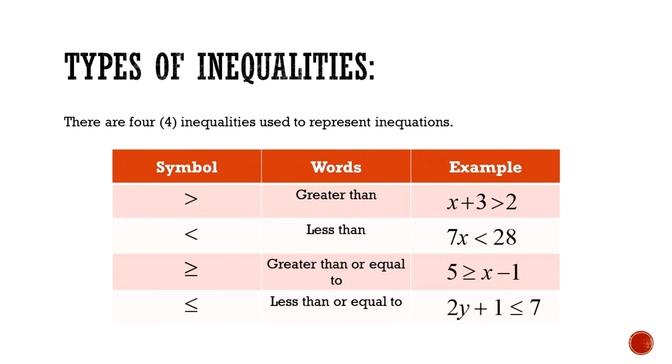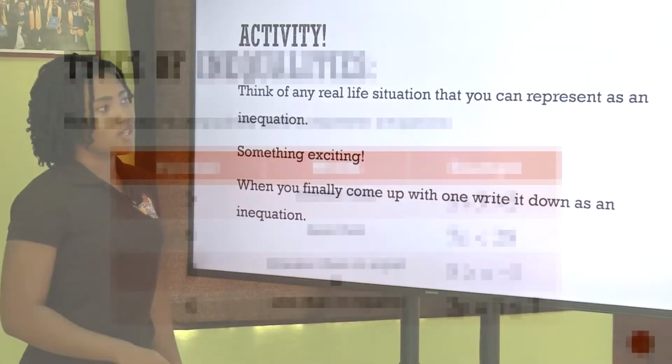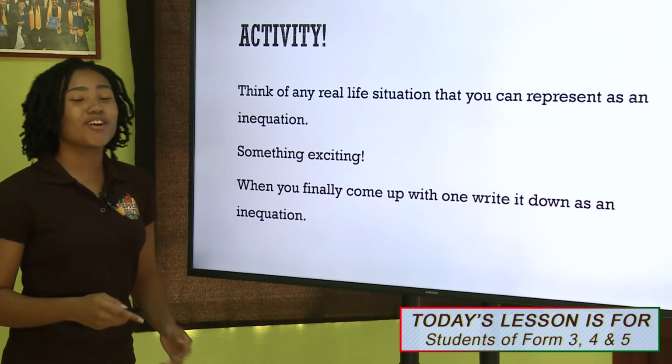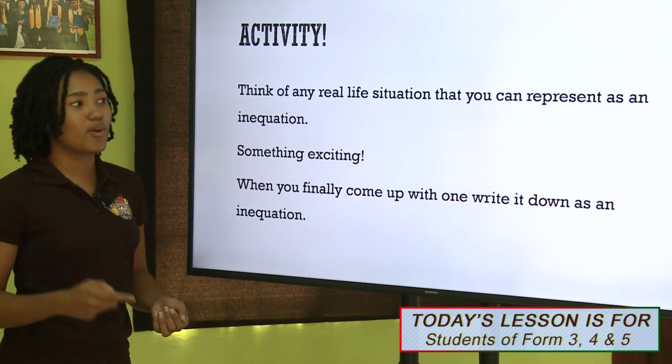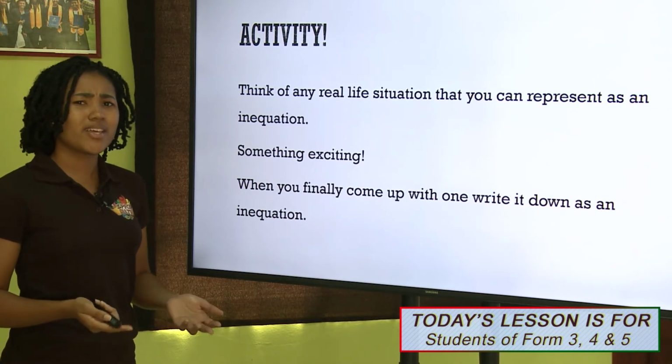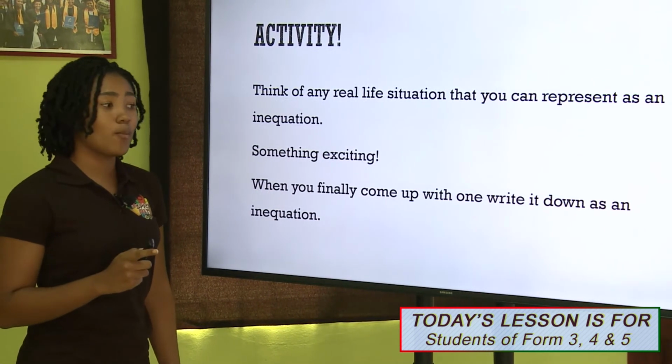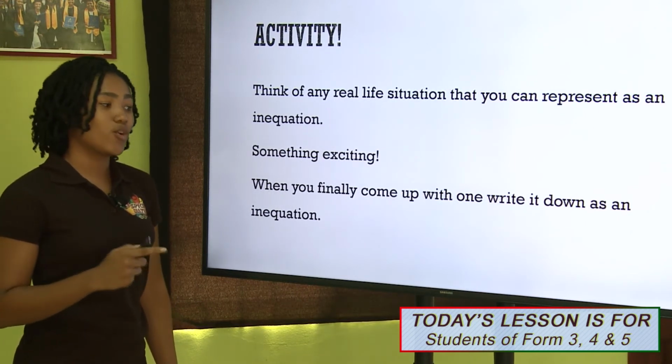And finally, we have the less than or equal to symbol. And the example reads, 2y plus 1 is less than or equal to 7. Once again, the closed end of this symbol points to the smaller side of the inequation. So again, 2y plus 1 is less than or equal to 7. So here's an activity for you. Think of any real-life situation that you can represent as an inequation. Something exciting. When you finally come up with one, write it down as an inequation.